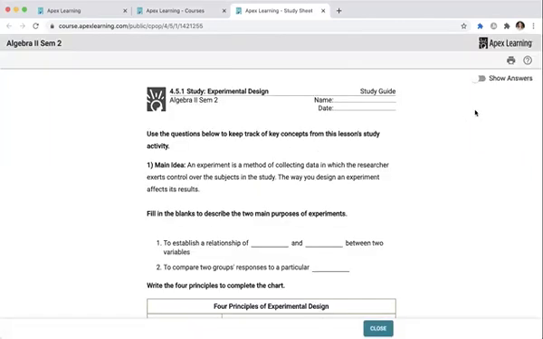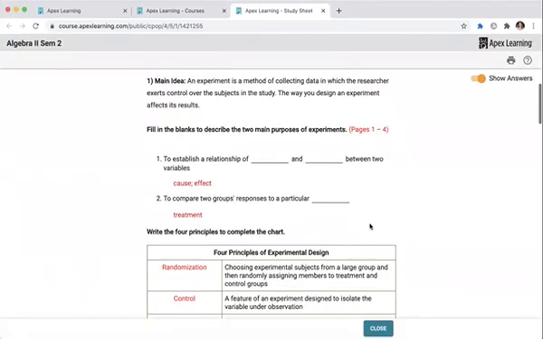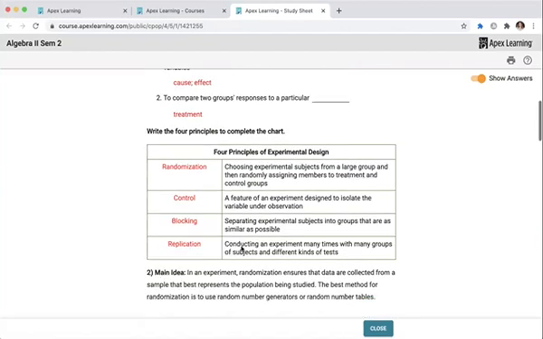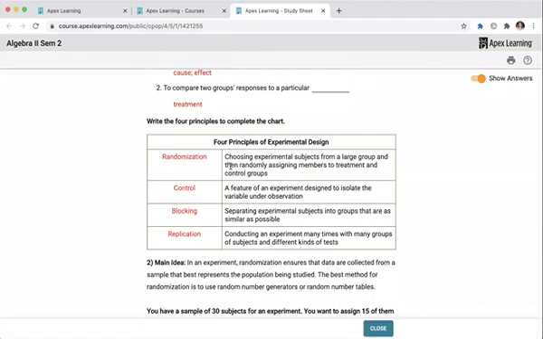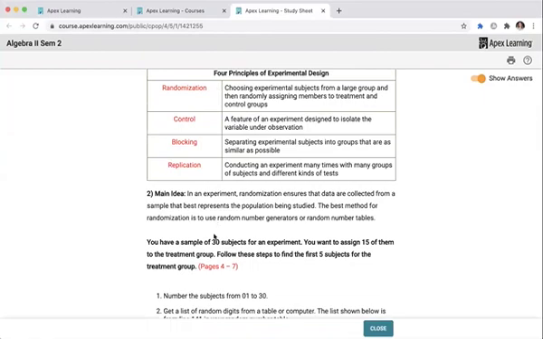Now getting to our study sheet, we did a lot of recap throughout, so I'll fly through this. The main purpose of experiments is to establish a relationship of cause and effect between two variables and to compare two groups' responses to a similar treatment. We have a lot of principles here: randomization, control, blocking, and replication. All of these principles are used to try to eliminate bias. We don't want to control the outcome of our experiment. We want the outcome to be what it's naturally going to be. So we have those four ways of looking at it.